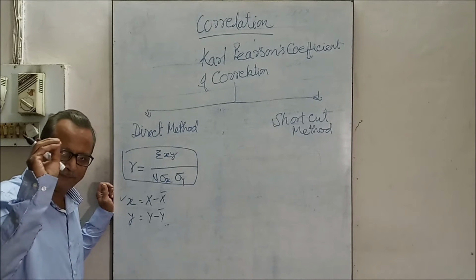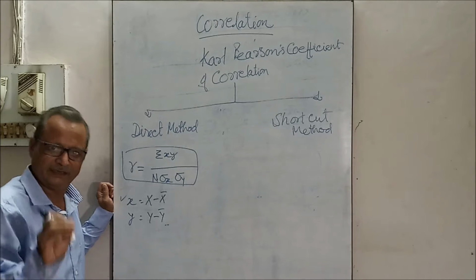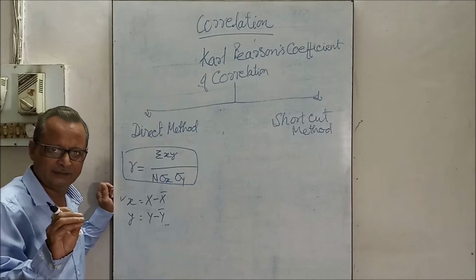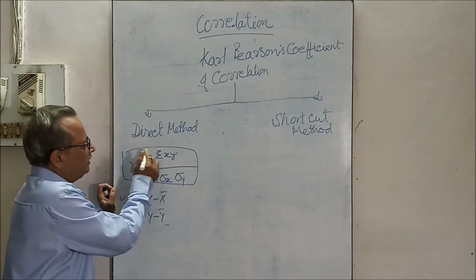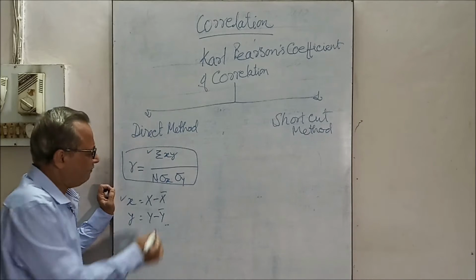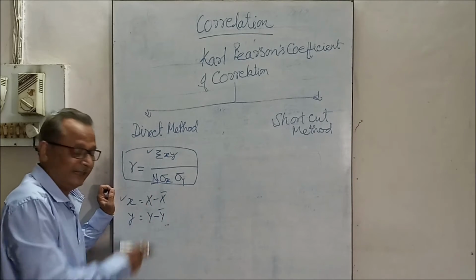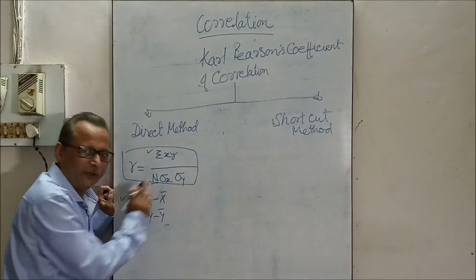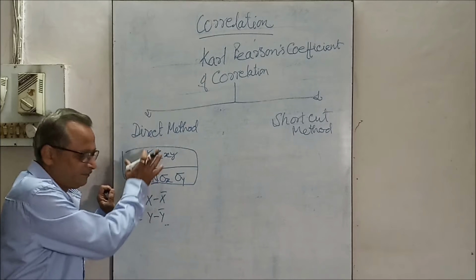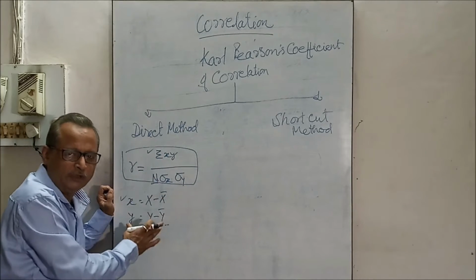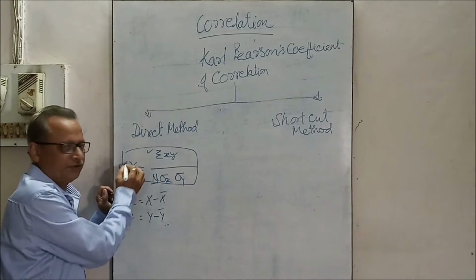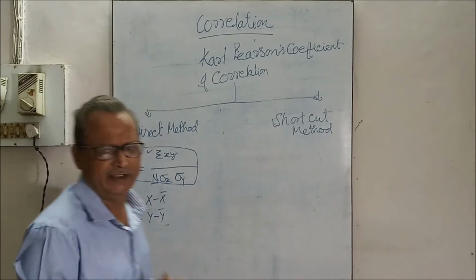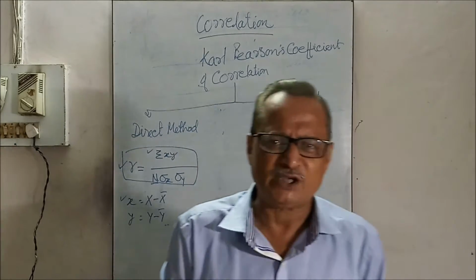The total of the product of x and y, the deviation of the two variables from the mean, is presented here. Then the number of items observed. Then we have to find the standard deviation of x and the standard deviation of y. So this particular function we have to do. Then after that we will find the correlation.